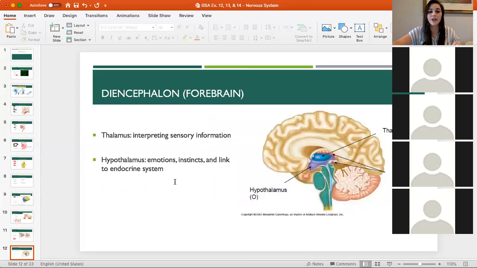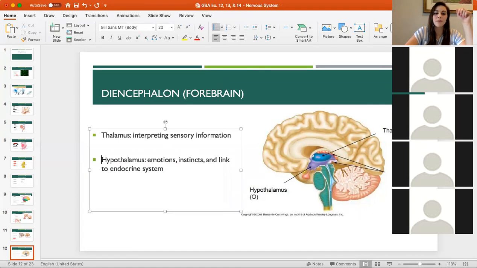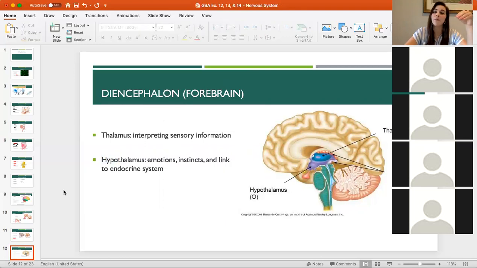Okay, so for our next region, we have the diencephalon or the forebrain, and that's going to be the thalamus and the hypothalamus together. Right here, this is our thalamus, and then this right here is our hypothalamus. If you remember what the prefix hypo means, hypo means below. So if you find the thalamus and you look directly below it, that's where the hypothalamus will be.